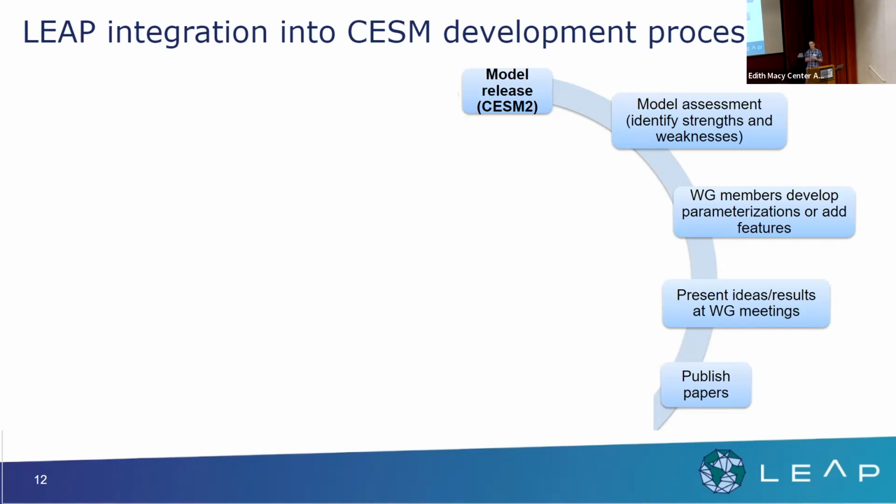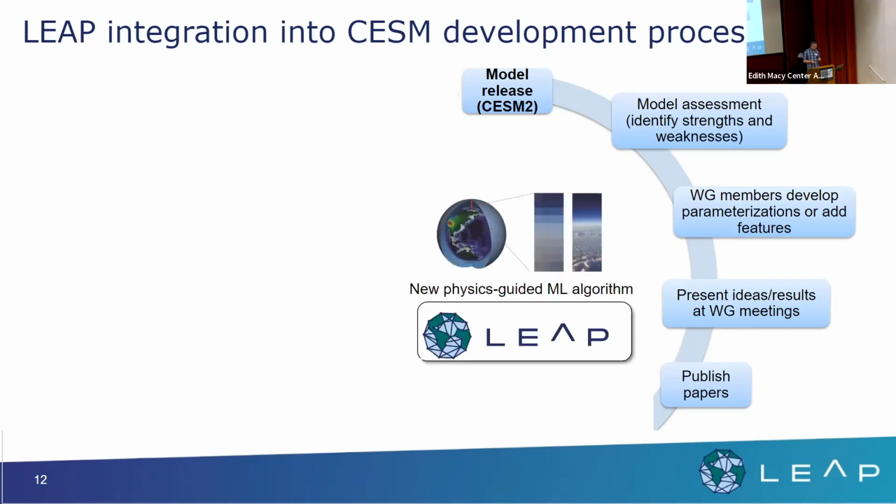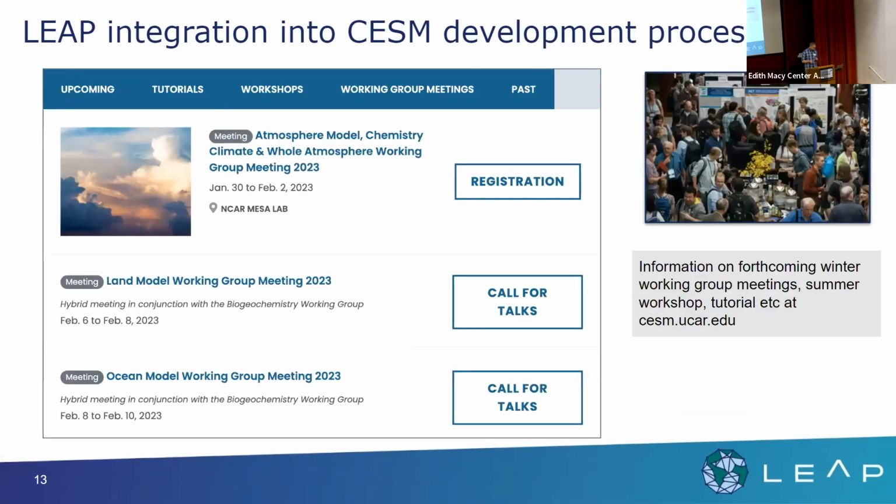And then they try to say, how can we make the model better? So they come back through our working group structure and propose new parameterizations, like what LEAP is going to do, or new features to add for new processes that you want to represent in the system. The working group will then review those and consider them. These ideas are presented at working group meetings. Obviously, we want published work to rely on, so we try to encourage people to publish papers on the work. In this case, what LEAP is trying to do is get into this part of the process with new machine learning inspired algorithms that can change the game.